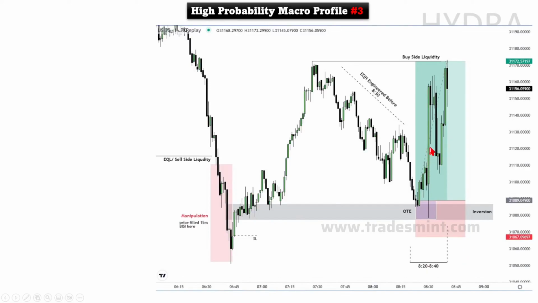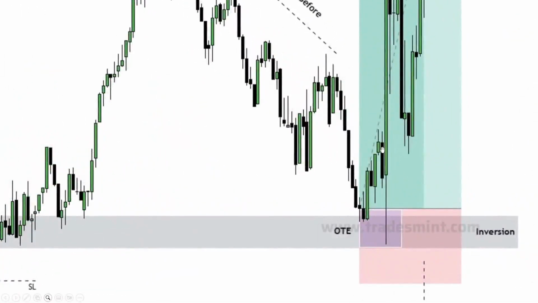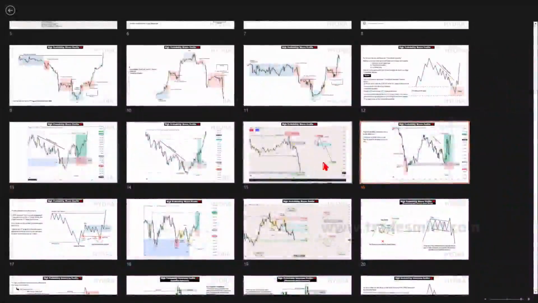Then price showed you a very clean breaker pattern. Okay, low, new lower low, up close candle becomes our breaker with a fair value gap. Price retraces back to the fair value gap. That's where you enter and target 2R. Isn't it easy?